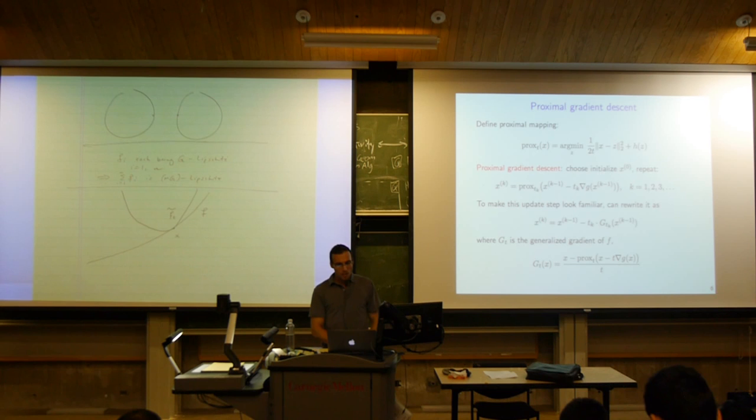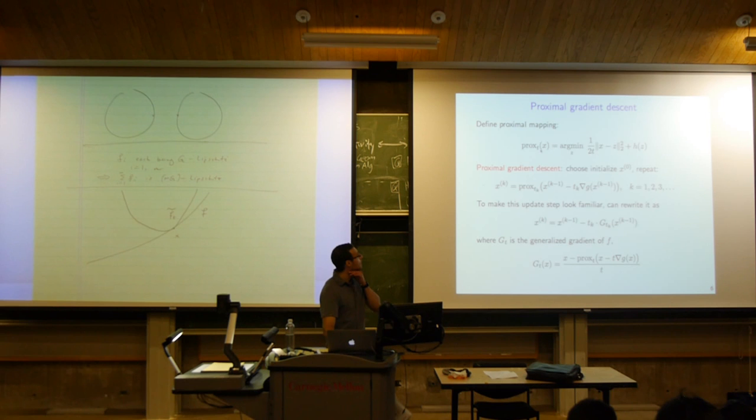For any function h, we're going to define an associated mapping called the prox. It's defined as follows. As a function of x, it's going to find for you the point z that minimizes this criterion: 1 over 2t times the norm of x minus z squared plus h of z. So it is defined as the minimizer of this criterion at the point x.